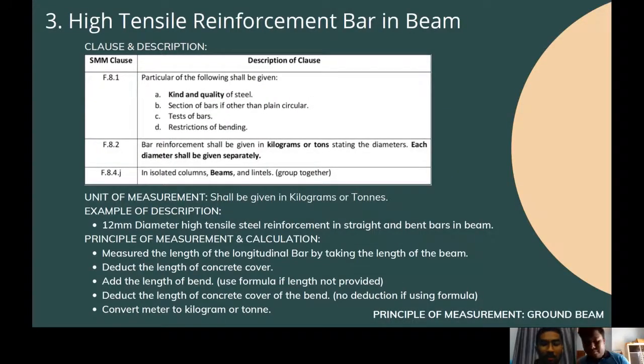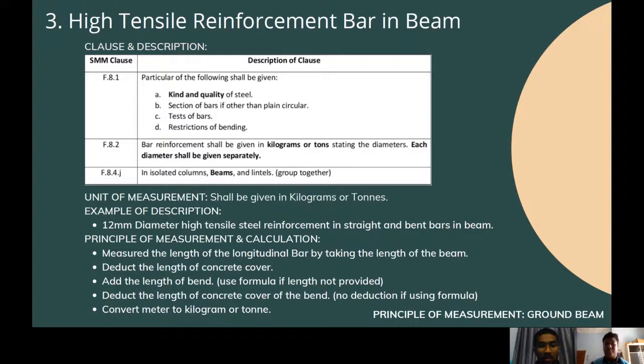Next one, I'm going to explain about the high tensile reinforcement bar in beam. The calculation is the same. I will explain about the clause first. The clause is F.8.1 for the kind and quality. F.8.2, we need to calculate in kilogram or tons and also state the diameters. Each diameter shall be given separately. F.8.4.7 is for the beams. The unit of measurement is kilogram or tons.